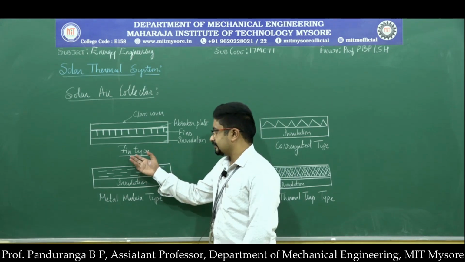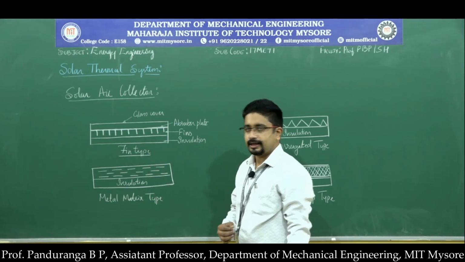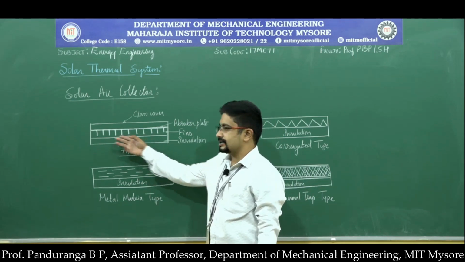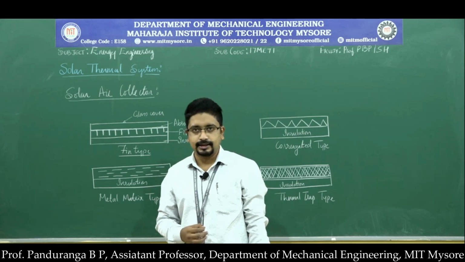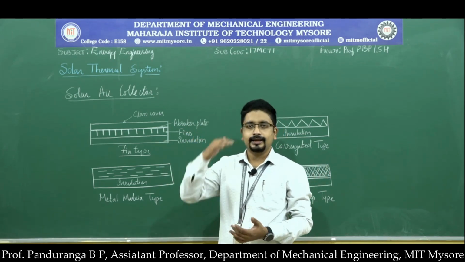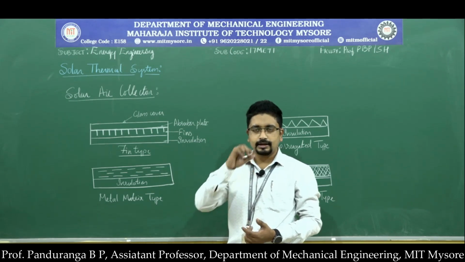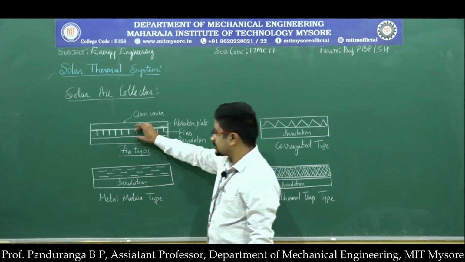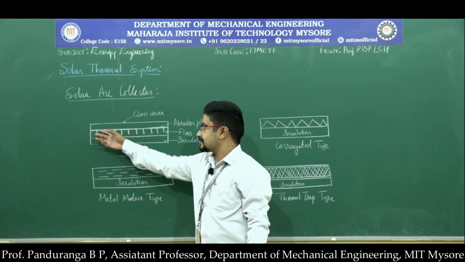The first one is the fin type. So here the first one is the fin type air heater. What we have here is, the construction of all the collectors is similar to a flat plate collector. So three sides are covered with an insulation material. At the top we have the glass plate, and then we have the absorber. Instead of having tubes, we have a space here through which the air will flow. So in the fin type, this is the absorber.